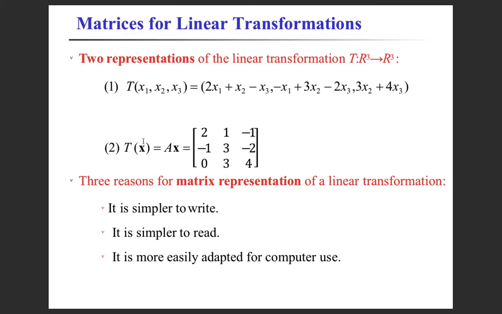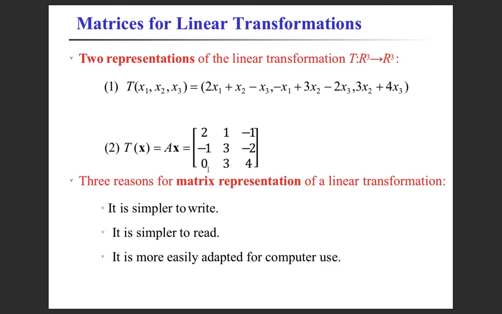In matrix form, we write it as 2, 1, minus 1 in the first row, which are the coefficients of x1, x2, x3. 2 is the coefficient of x1, 1 is the coefficient of x2, and minus 1 is the coefficient of x3. So here I have written 2, 1, minus 1. For the second row, we write the coefficients of x1, x2, x3 in the second vector. Coefficient of x1 is minus 1, coefficient of x2 is 3, coefficient of x3 is minus 2.